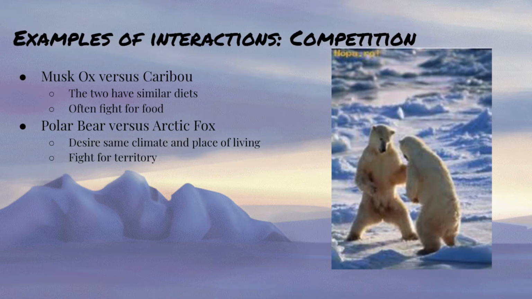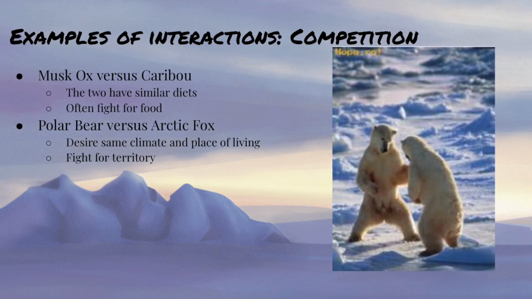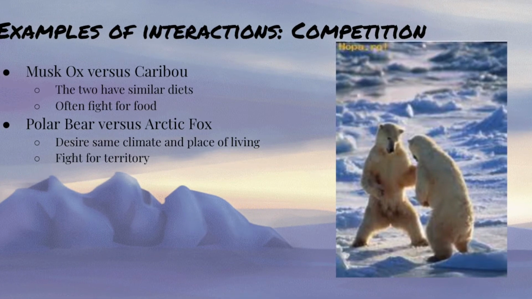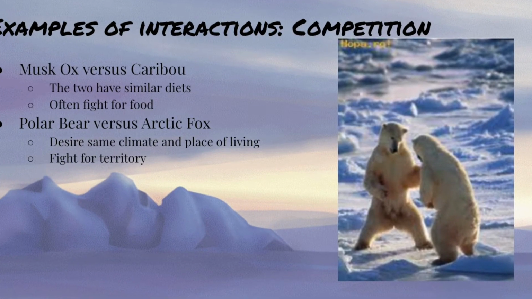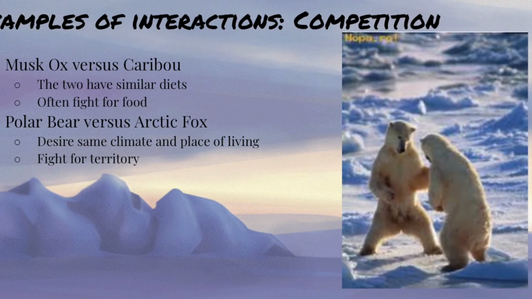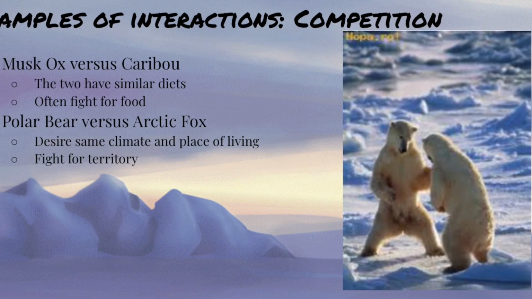An example of competition in the tundra would be the musk ox versus the caribou. These two animals have similar diets and often fight for food. Another example would be the polar bear versus the Arctic fox. The two desire the same climate and place of living, therefore they fight each other for territory.